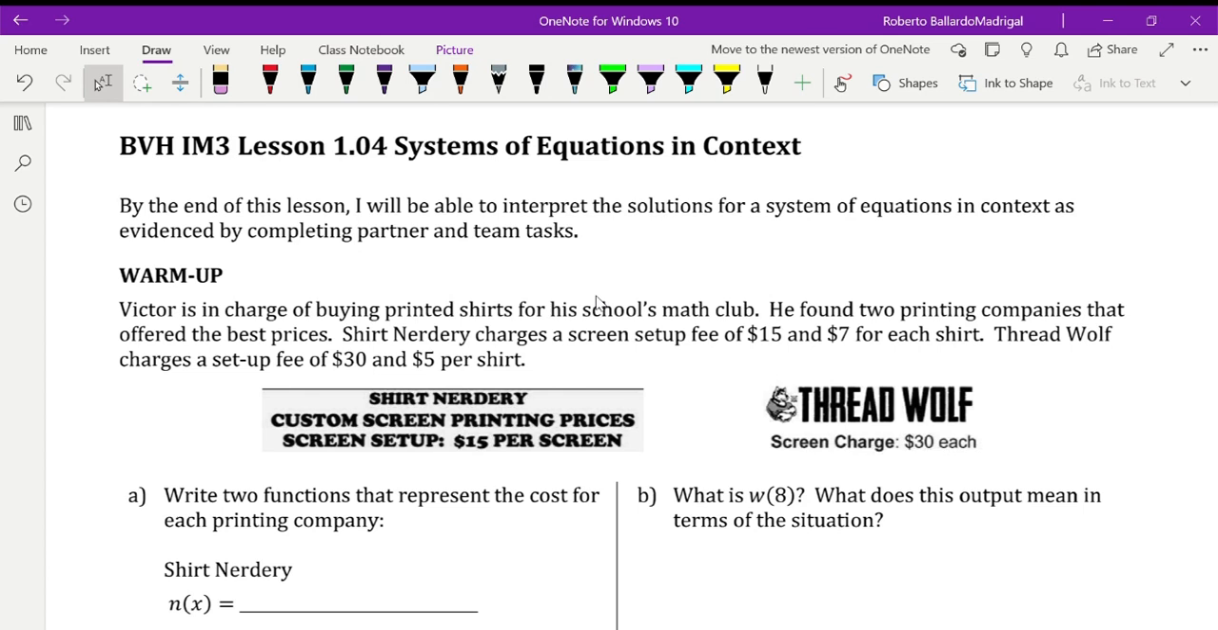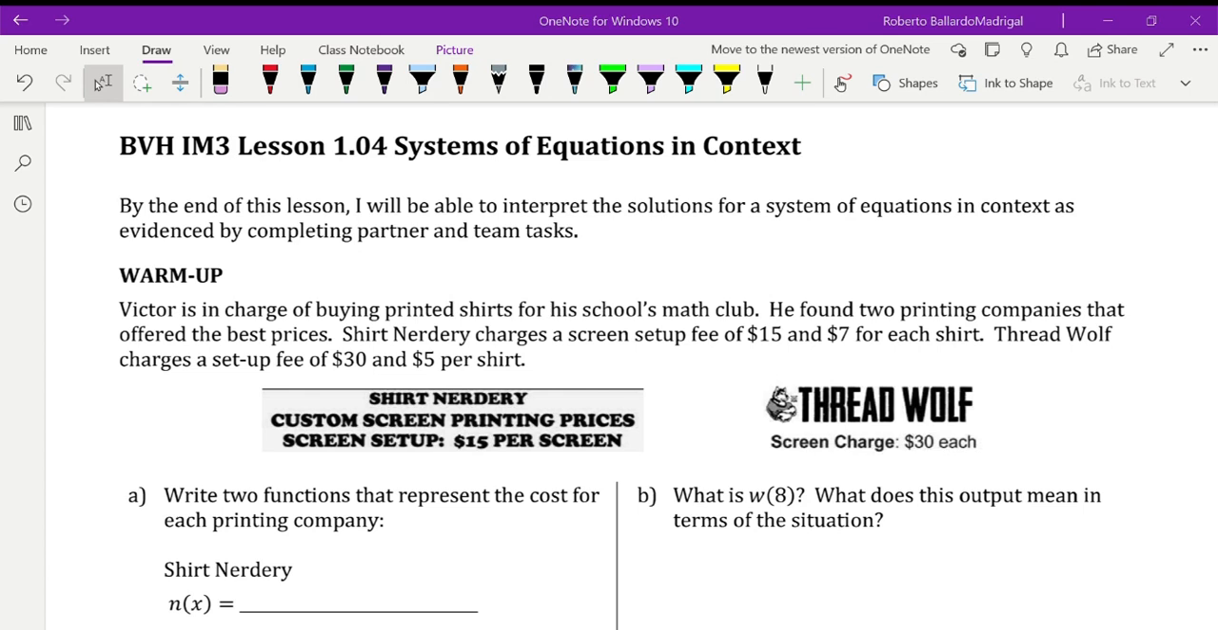Victor is in charge of buying printed shirts for his school's math club. He has found 2 companies that offered the best prices in his area. Company A charges a screen setup fee of $15 and $7 for each shirt, while the other company, Company B, charges a setup fee of $30 and $5 per shirt.